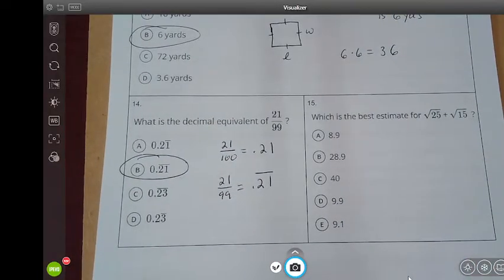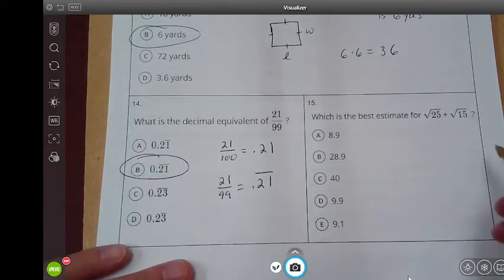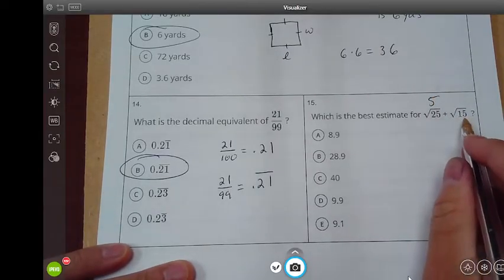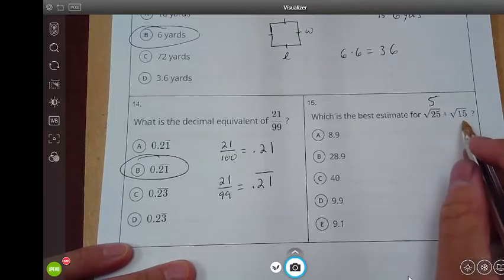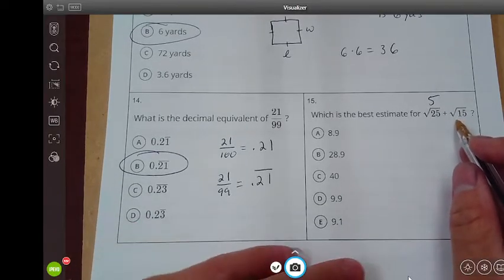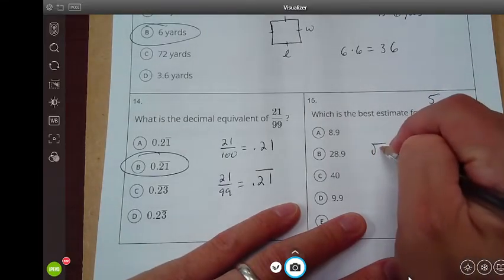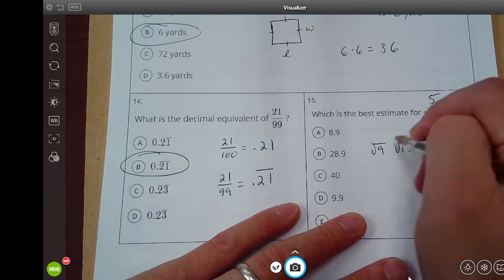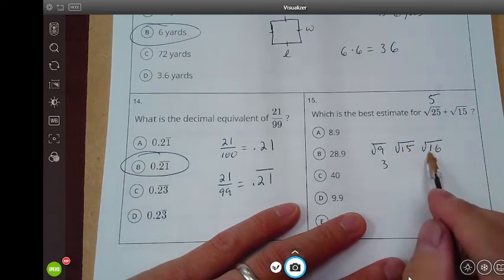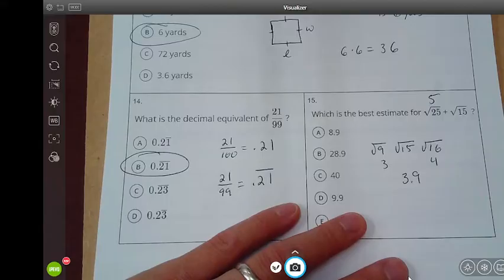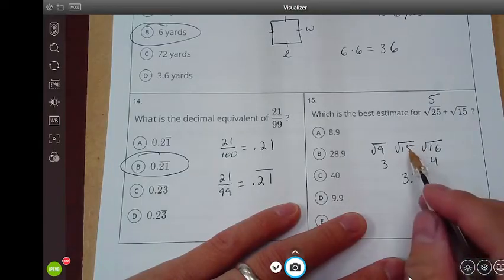Number 15, which is the best estimate for the square root of 25 plus the square root of 15? Well, we know the square root of 25 is 5. So it's 5 plus this irrational number. Let's get an estimate for that square root of 15. The square root of 15 is between the square root of 9 and the square root of 16. It is between 3 and 4, and it's really close to the 4. So it's 3 point something, really close to that bigger number, so let's say 3.9. All right, so the square root of 15 is about 3.9.